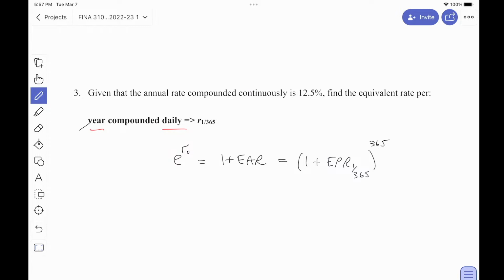So I can take these two, solve for the effective daily rate, and then convert it to this. How do I do that? Well, this is just a stated rate. This is just the simple interest version of the effective rate. So I have to take the daily rate and multiply it by 365 to cover the year. So the two steps are to solve for the daily rate and then multiply by 365.